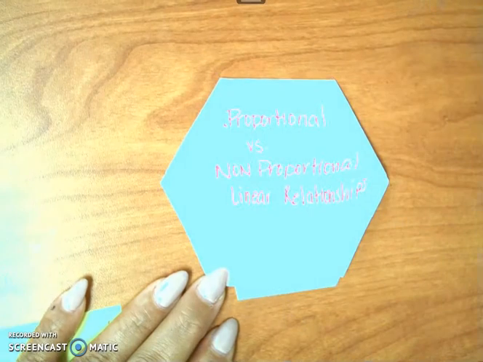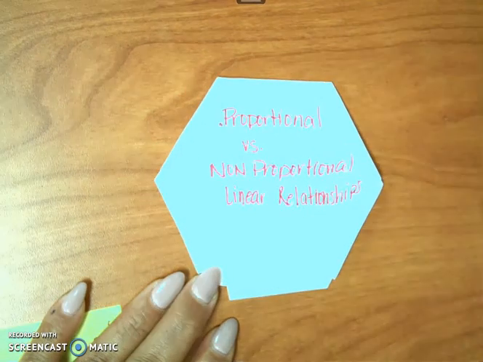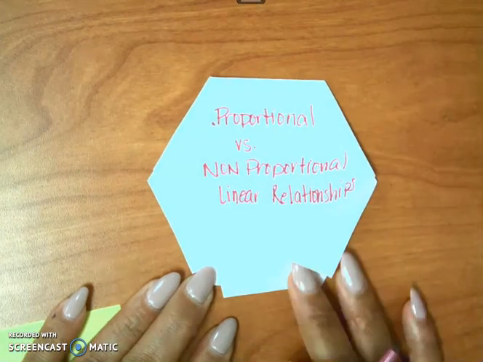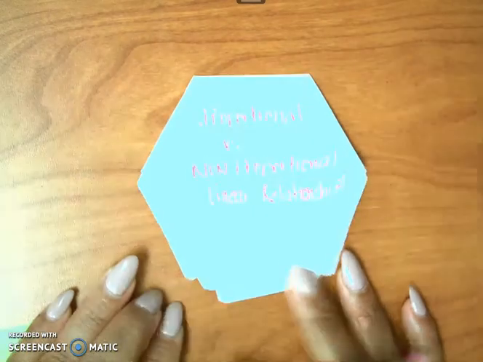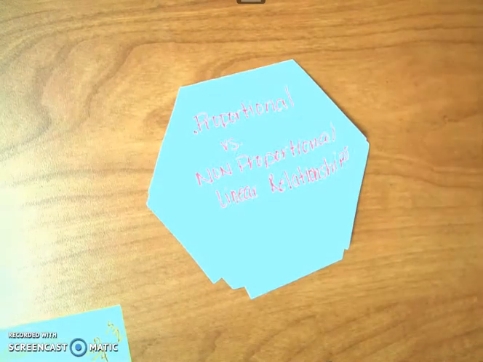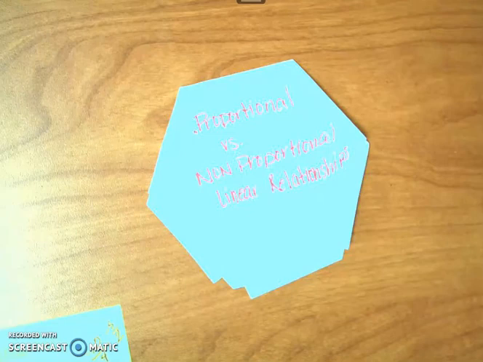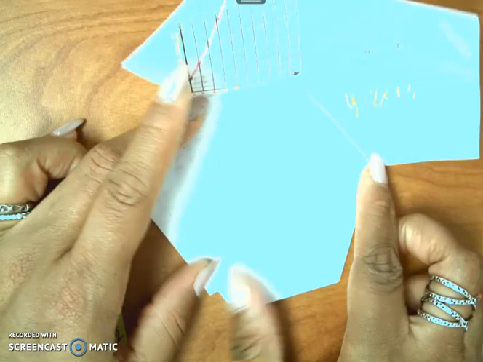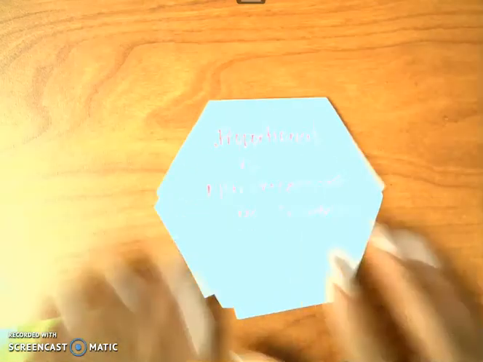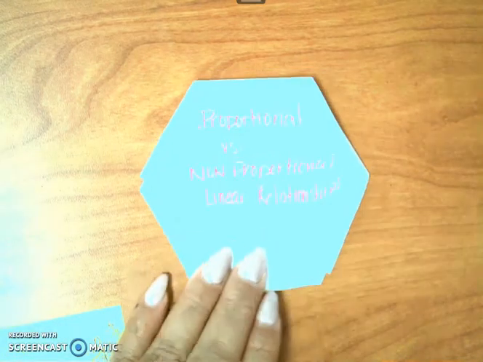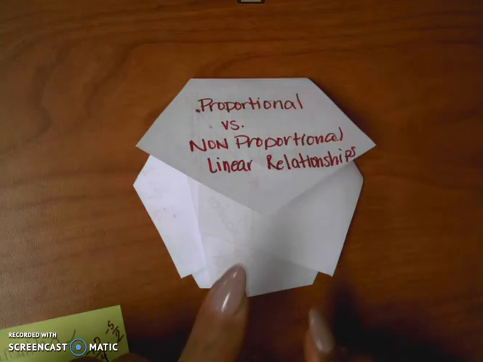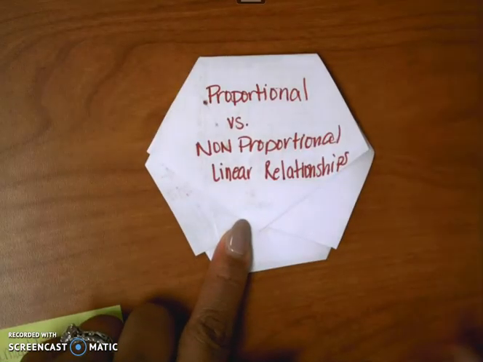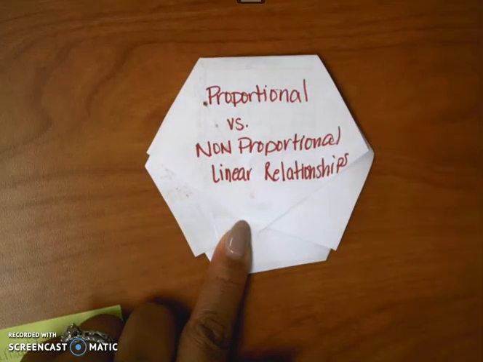And my camera will come back alive in just a second. There we go. Proportional versus non-proportional linear relationships. If you put the glue on the very back and glue it in your notebook, it should look like a flower when you open it all up. And again, let me fix my camera. I'm sorry. Proportional versus non-proportional linear relationships.